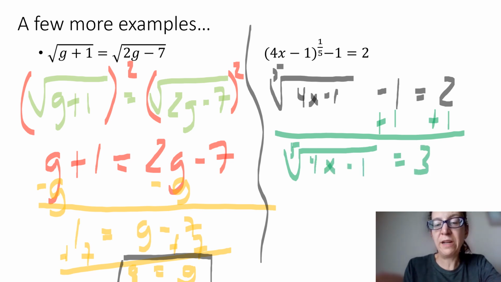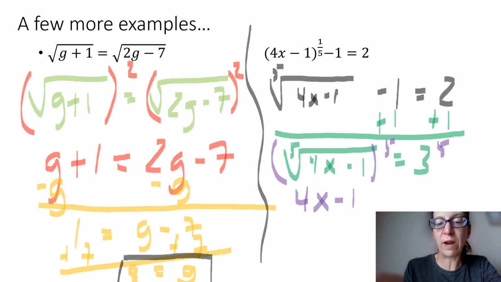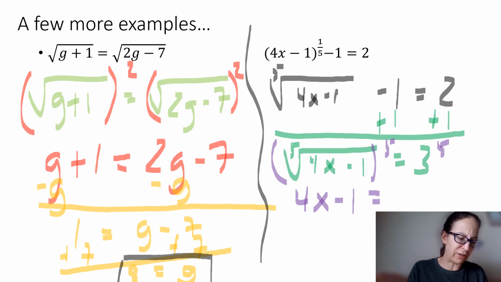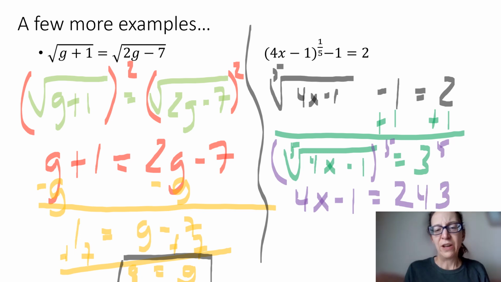Two plus 1 is 3. And then this is a fifth root. So I would undo a fifth root by raising to the fifth power. The fifth root and the fifth power are going to cancel each other out, leaving me with 4x minus 1 and 3 to the fifth power. I actually don't know off the top of my head, so we're going to go and do that. That is 243. I think I probably would have guessed that, but all right.